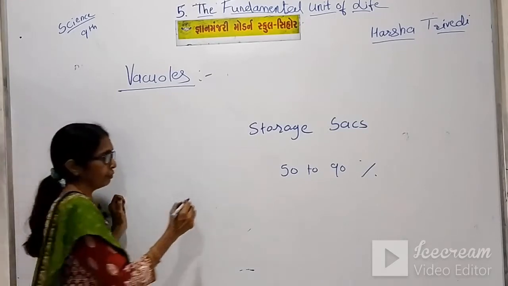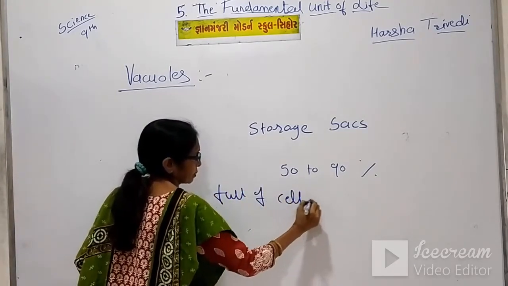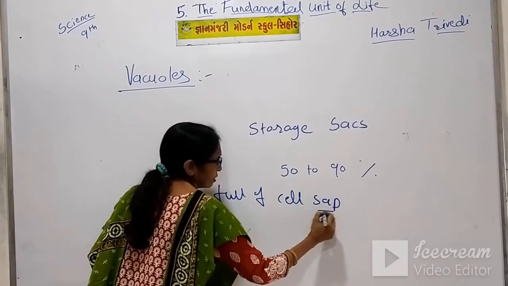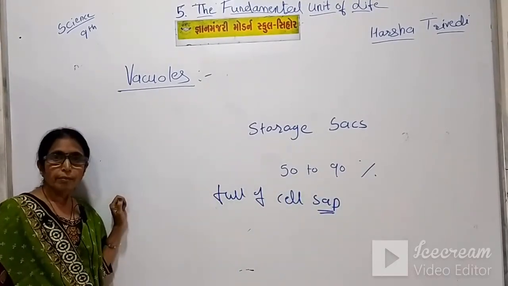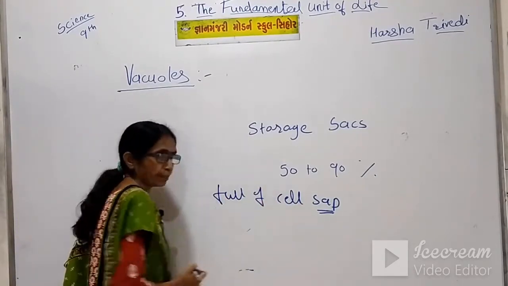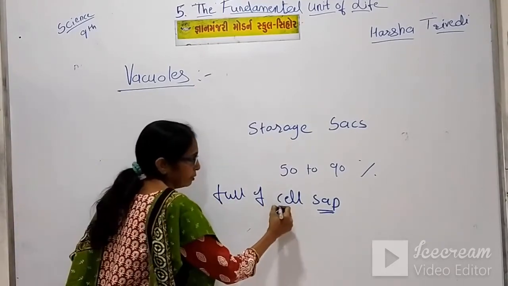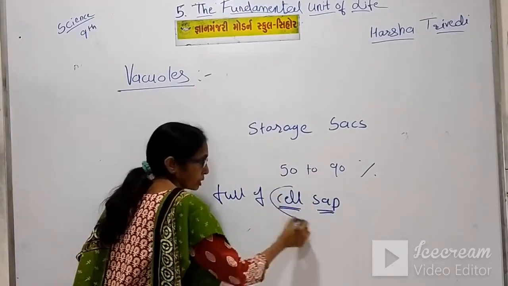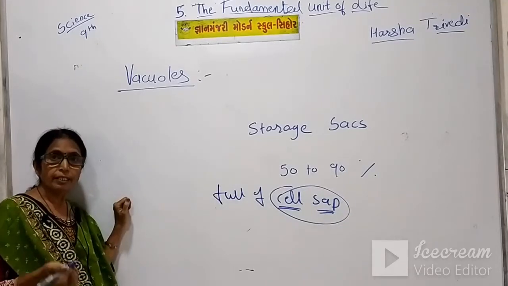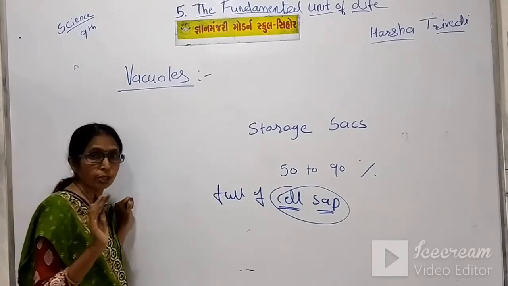Also, it is full of cell sap. This word is very important. Means all the nutrition we can say. Cell sac, live organelle, live material is called cell sap, which is present in the vacuole. Okay students, so this is about the general information.